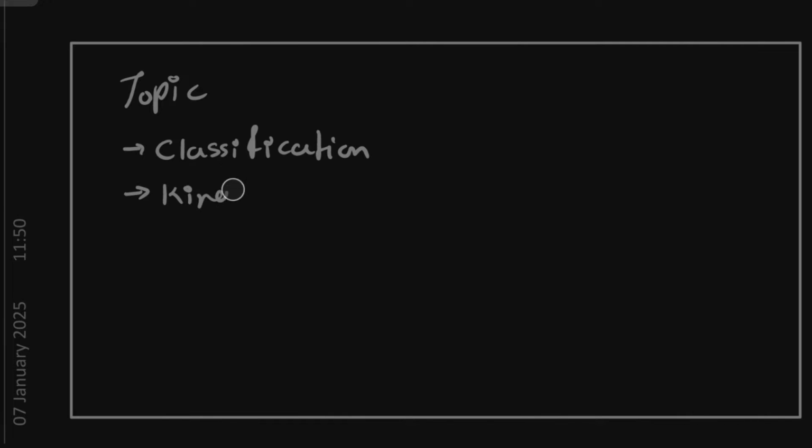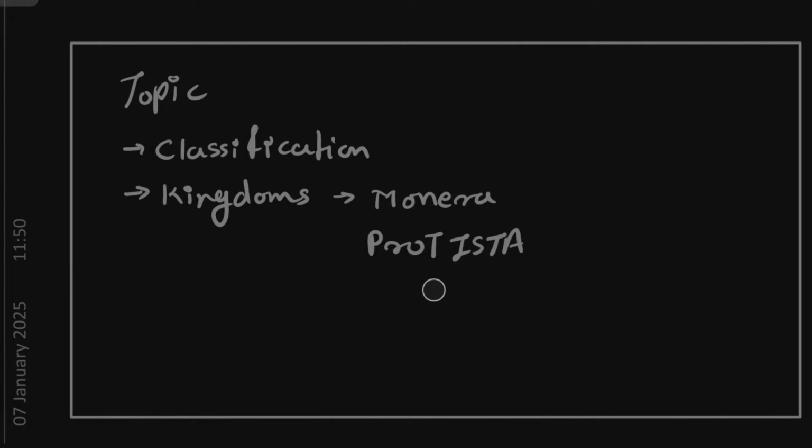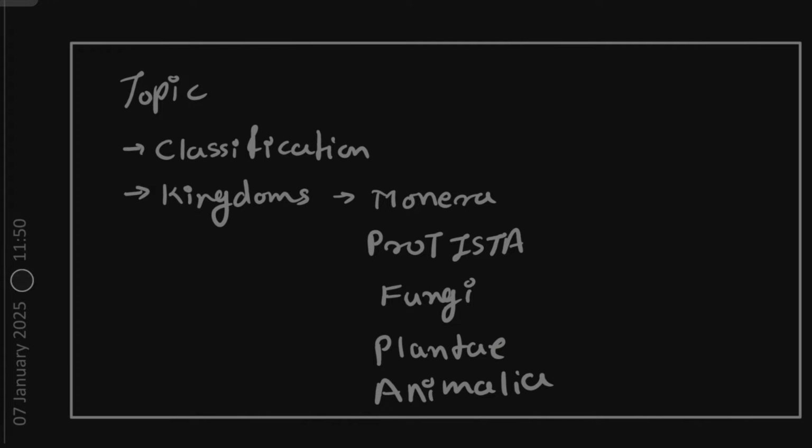In this chapter, there are mainly two topics. First is classification, and second is the kingdoms. There are five kingdoms, starting with Monera, Protista, then fungi, plantae, and animalia. We are going to see them one by one.